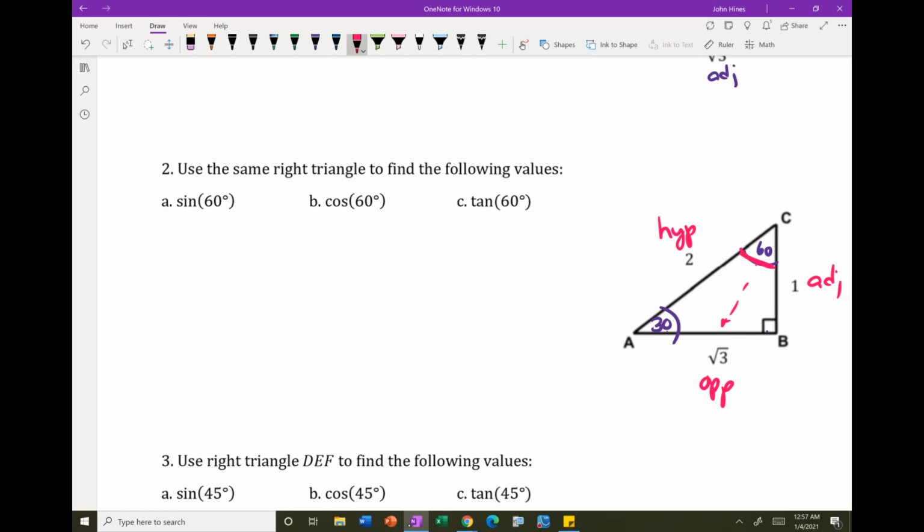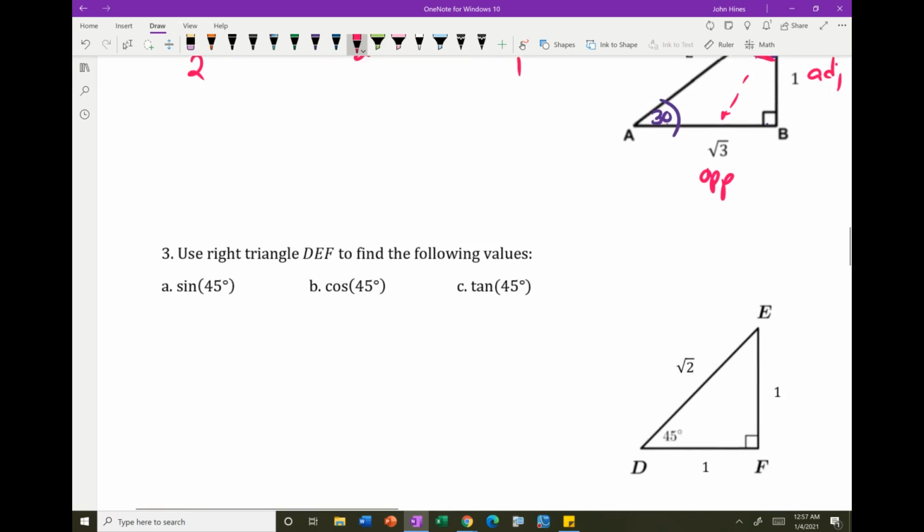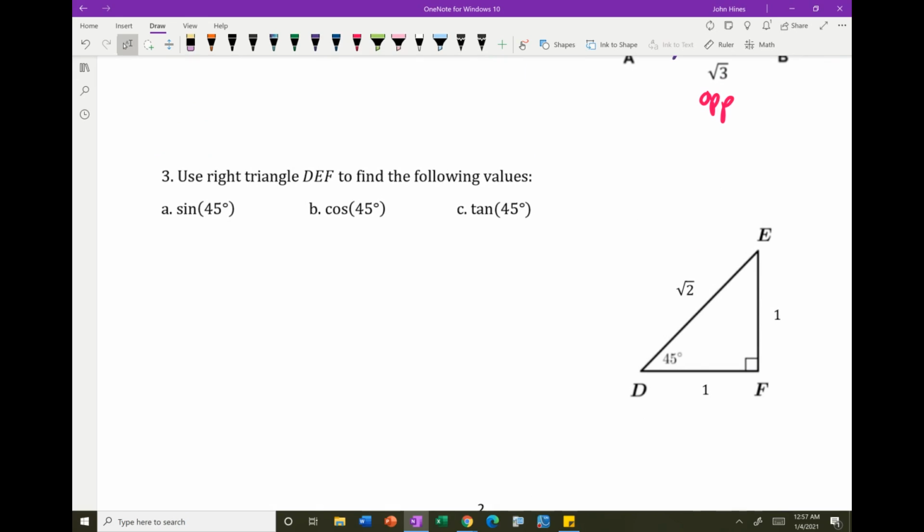The sine of 60 is opposite over hypotenuse. The cosine is adjacent over hypotenuse. And the tangent is opposite over adjacent, which is just radical 3. And finally, using triangle DEF, let's find sine, cosine, and tangent of 45. So let's pause the video here and see if you can do this on your own.